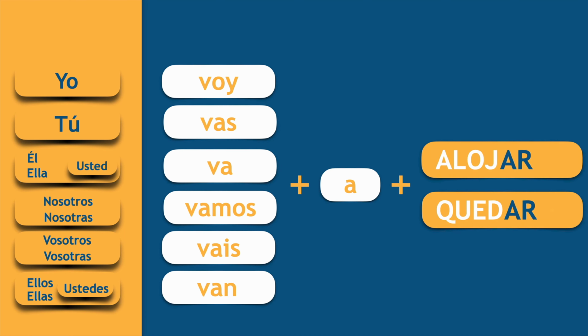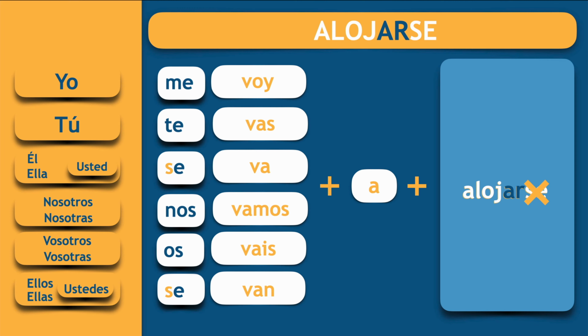Me voy a alojar. Te vas a alojar. Se va a alojar. Nos vamos a alojar. Os vais a alojar. Se van a alojar.